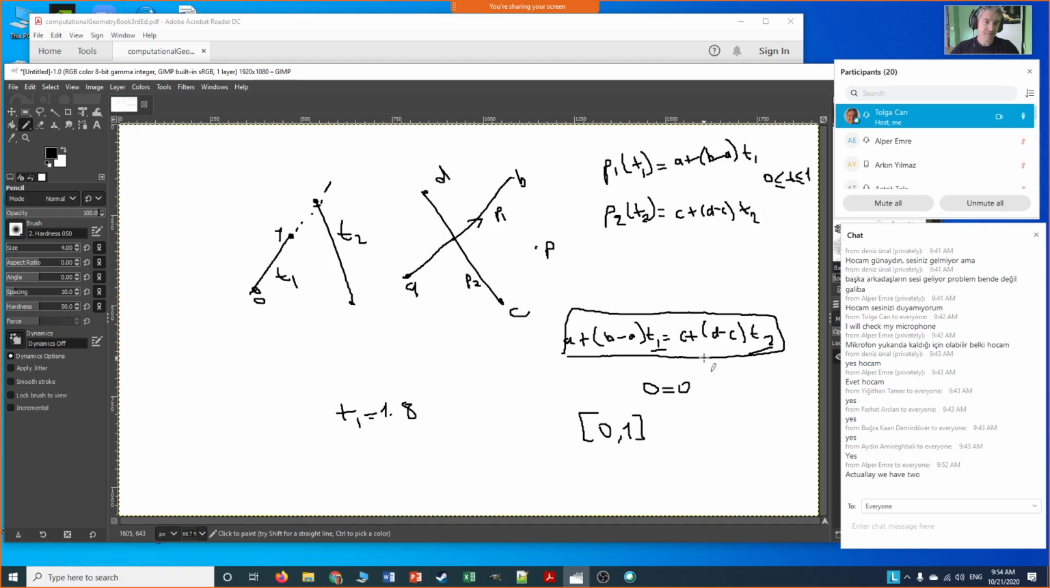So these parametric line equations are very useful for these intersection tests. We can, for example, check the intersection of a circle with a line segment like this. Now I'm going to jump to circles.